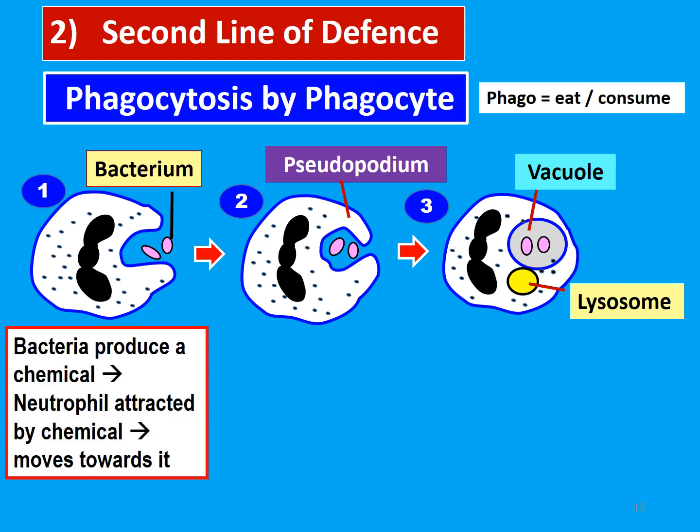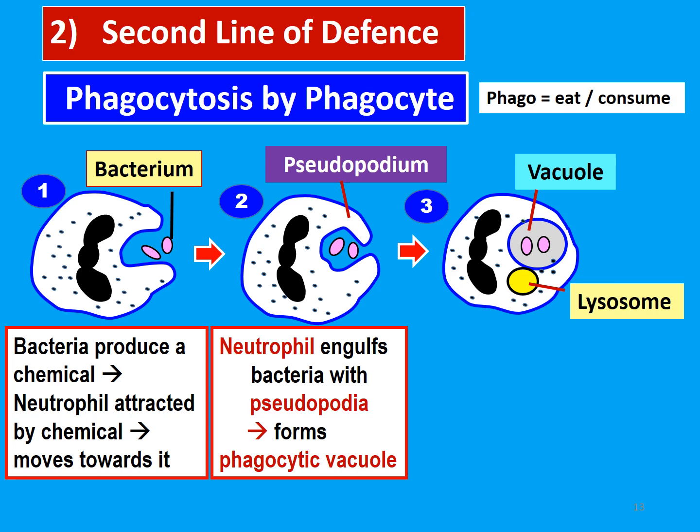Firstly, in the process of phagocytosis, bacteria that have entered the body will produce chemicals that are foreign to our body. This causes the neutrophil to be attracted by the chemical, and so the neutrophil will move towards the bacteria. The neutrophil then engulfs the bacteria with pseudopodia, or its false feet. It will extend the pseudopodia towards the bacteria and form a phagocytic vacuole surrounding the bacteria.